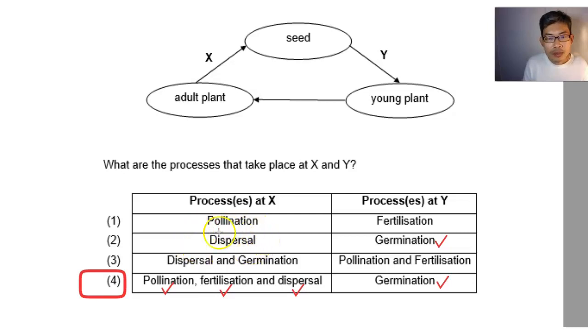So it's not only by dispersal, because not all adult plants have fruits straight away. They must have flowers first, and the flowers need to be pollinated, and then the pollinated flowers have to be fertilized before they can be dispersed.